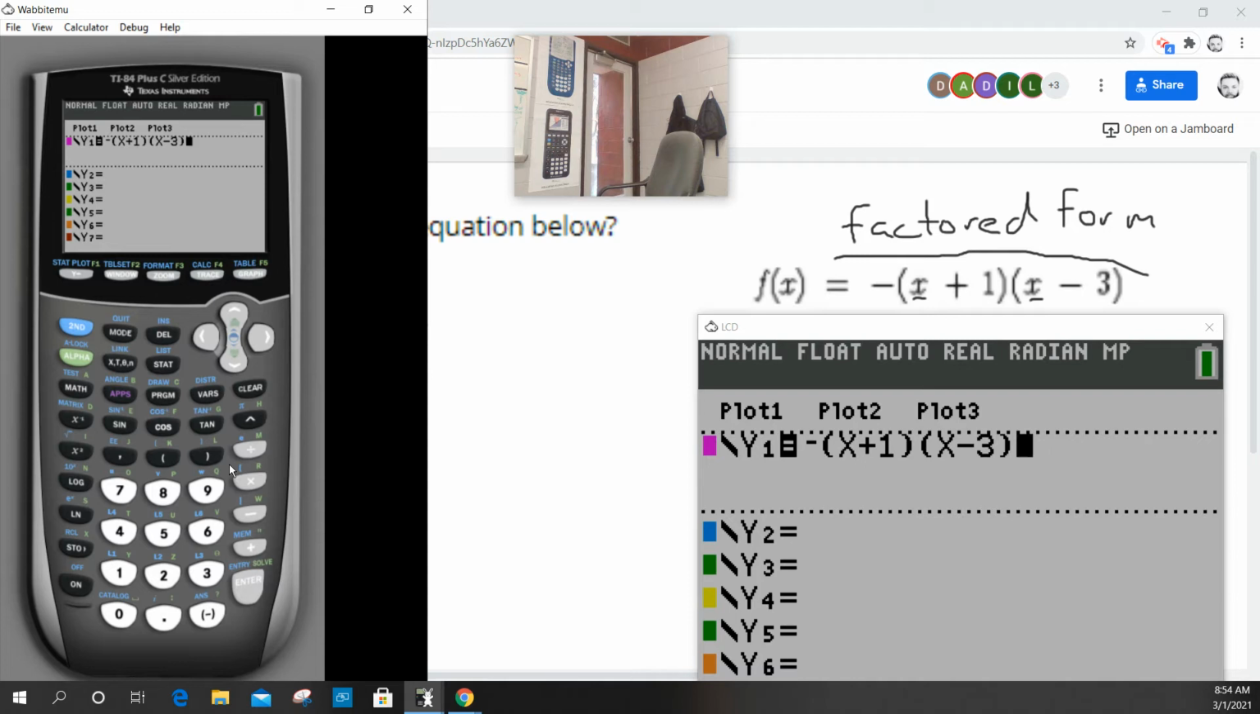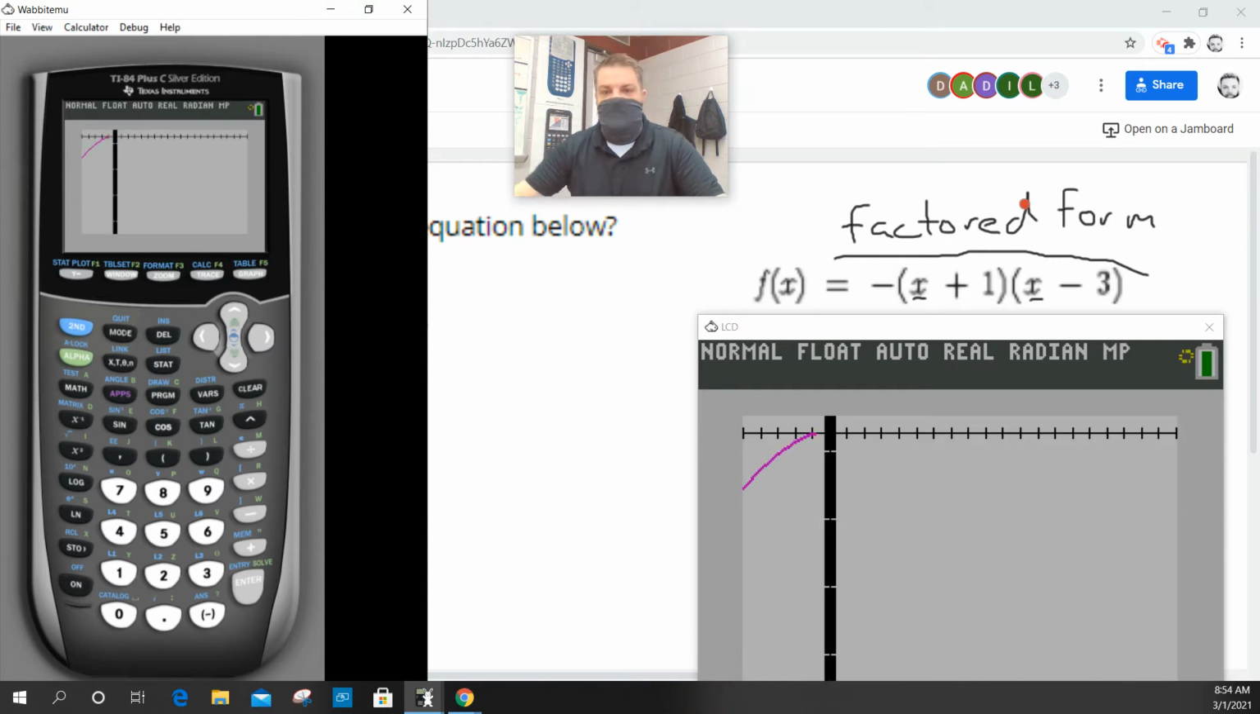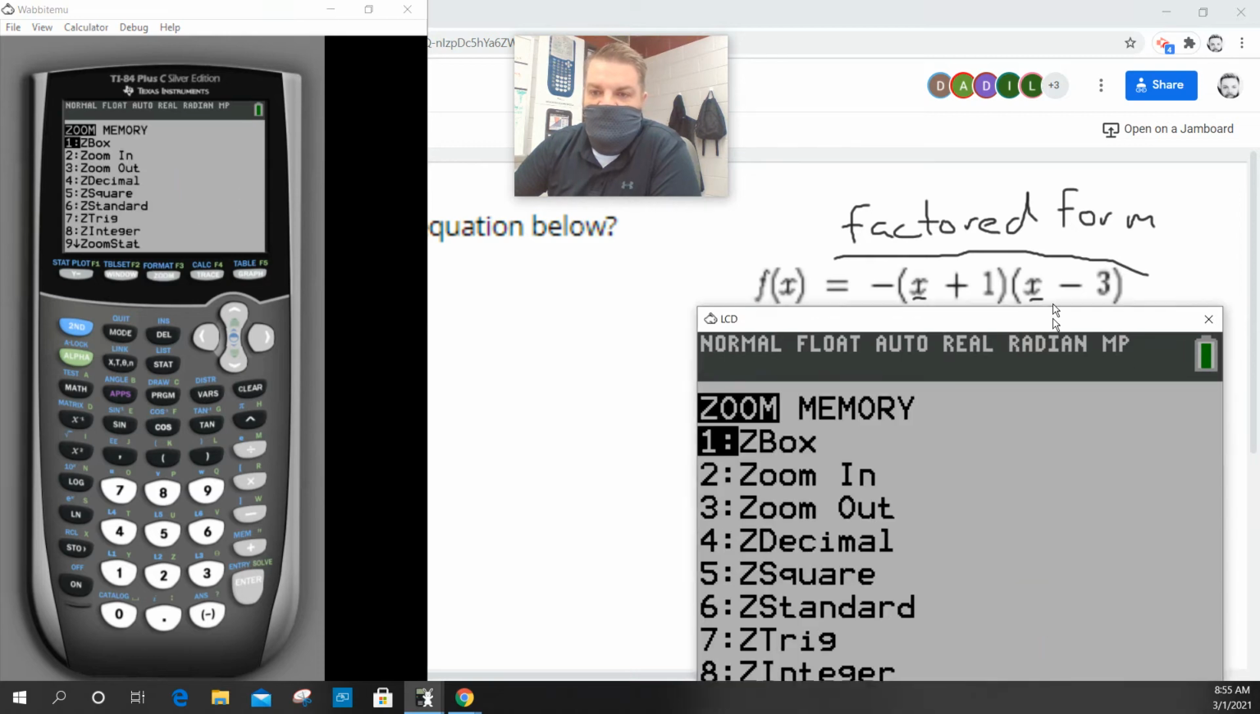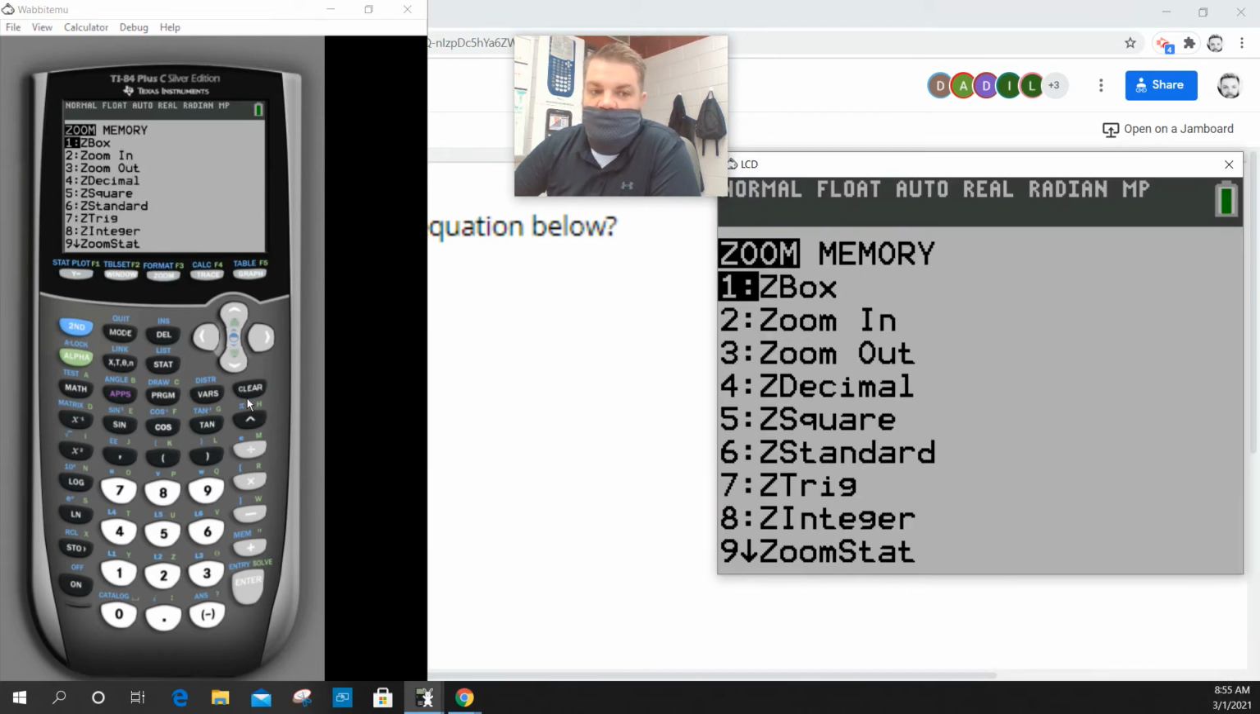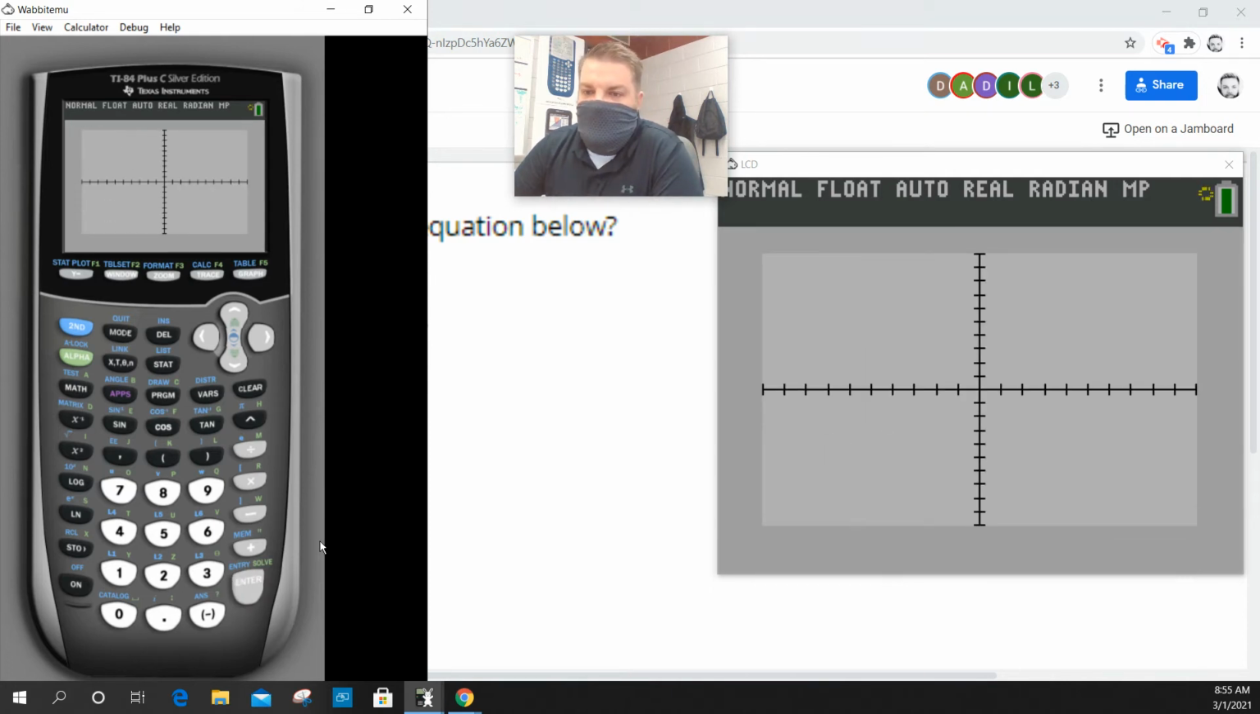All right, let's hit graph. Graph button right here. I'm going to hit my graph button. See what we got? Uh-oh, SpaghettiOs. That looks weird, doesn't it? What do I got to do? Doesn't look like my graph. It sort of does. I got to zoom out. I got to adjust the zoom. So hit your zoom button. Yours might be goofy too. And we're going to go to zoom standard, which is number 6. So if you hit 6, it'll take you there. Now you'll get a regular graph.